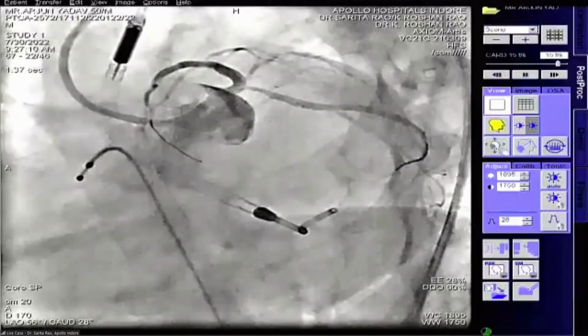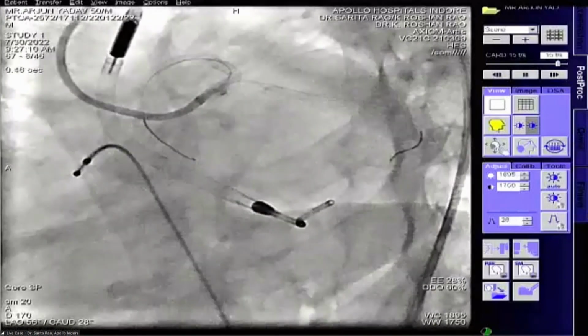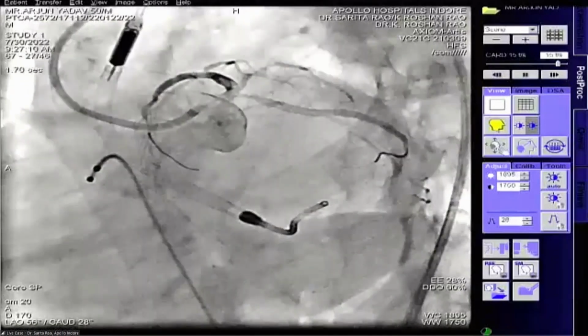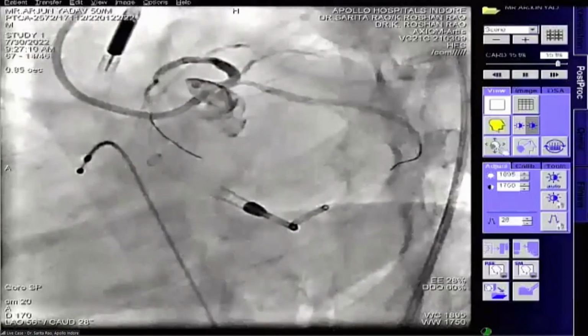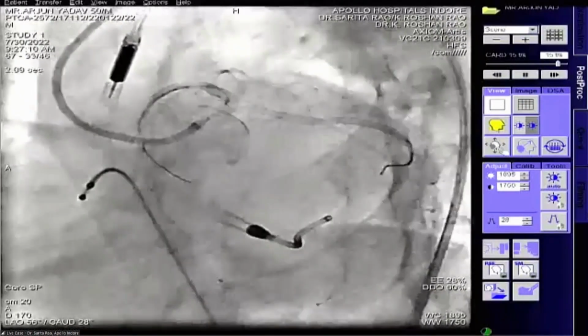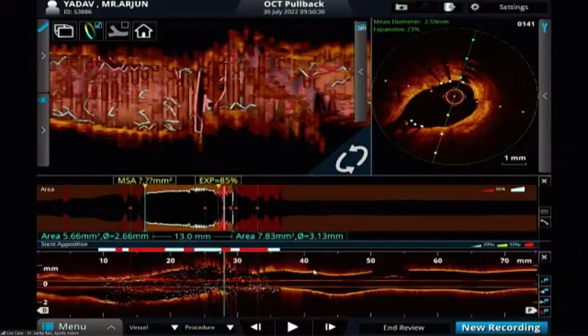Now we had to evaluate the ostium of the circumflex. It's flowing well, but we wanted to evaluate it. We were having some interference in our IVUS machine, so we took in the OCT. Next, please. Next. Yes.